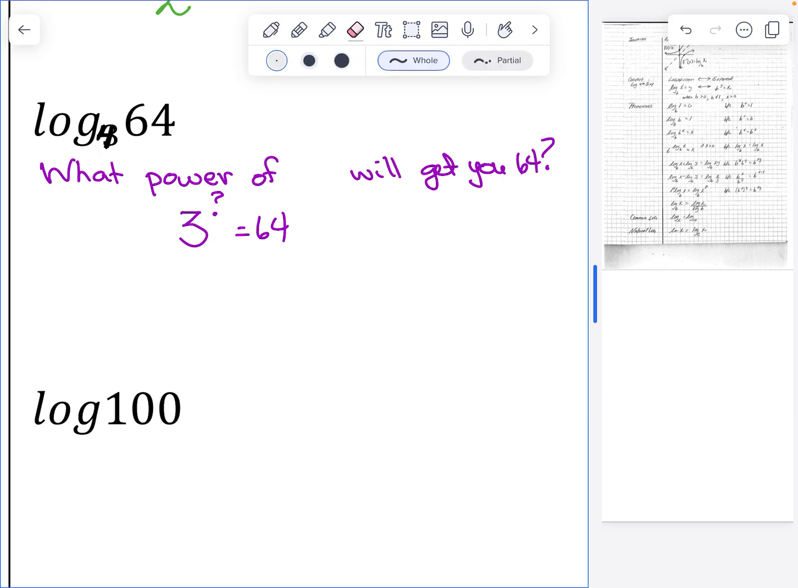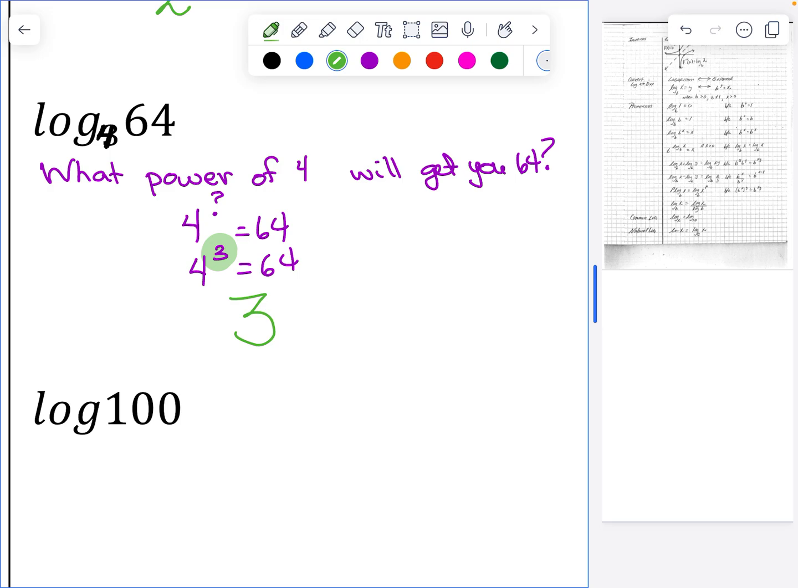So then the question should be, what power of 4 will get you 64? In other words, 4 to what power will get you 64? Well, 4 to the 3rd power will equal 64. So the answer to the question of what the power is going to be is 3.